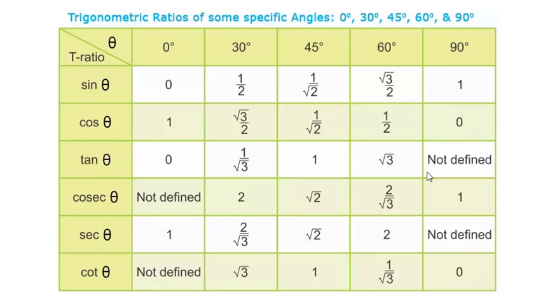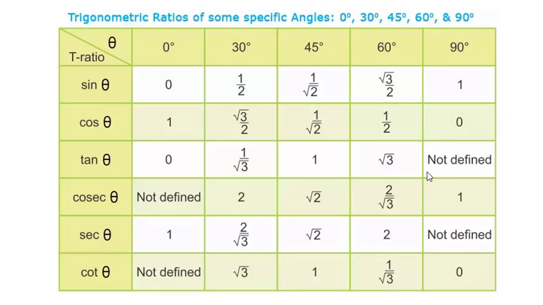Now cos 0 is 1, cos 30 is root 3 by 2, cos 45 is 1 upon root 2, cos 60 is 1 upon 2, cos 90 is 0. So for sine we are moving from 0 to 1, for cos we are moving from 1 to 0. Here you can also note that the value of sine is between 0 and 1. Similarly the value of cos is also between 0 and 1.